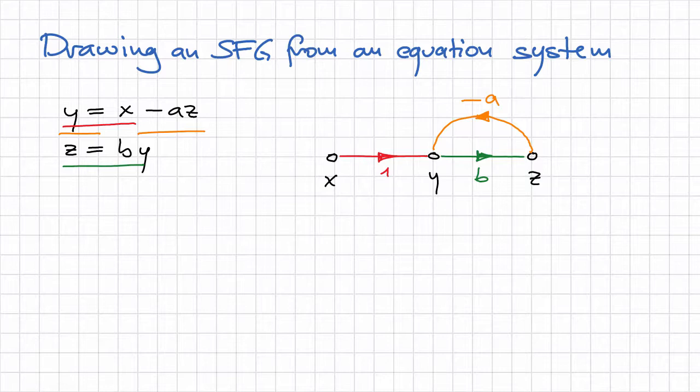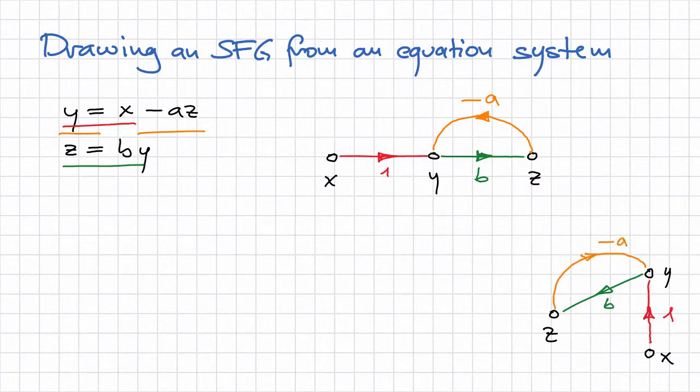How exactly an SFG looks depends on where we draw the nodes. We can just as simply draw the nodes somewhere else, and the signal flow graph will look quite different, although it encodes exactly the same equations.